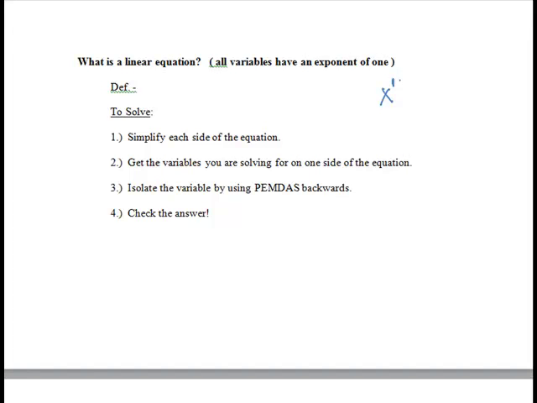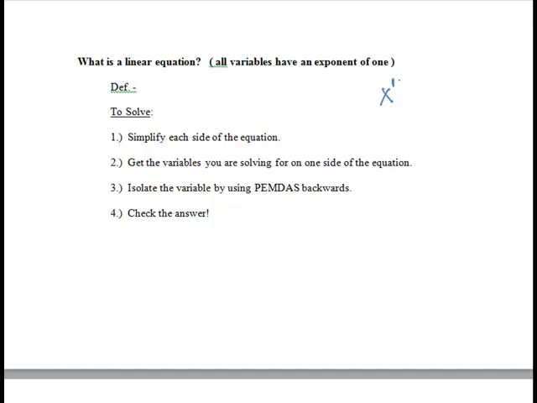Now, the linear equations in this section that we're going to be working with are primarily going to have only one distinct variable, or linear equations with one variable they'll be referred to. They're called linear equations because they're going to graph a line, but we're not going to get into that until next chapter. For now, we're just going to work on solving them.